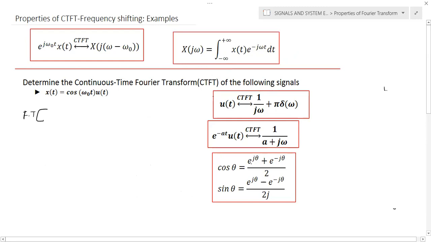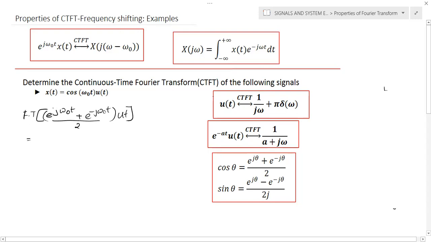Then cos omega 0 t, you can write in terms of exponentials, so you can split this like this. Cos omega 0 t, you can write e raised to j omega 0 t plus e raised to minus j omega 0 t by 2, into u of t. So your equation becomes like this.